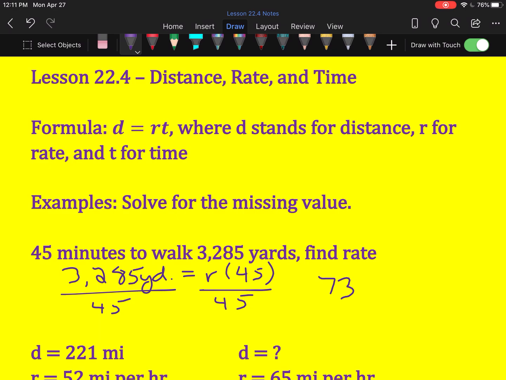Now, we do have to list the rate. Rate is how fast divided by how long. So when I divide those, I get 73. 73 what? Yards per minute. It's going to be the unit of measurement on the distance divided by the unit of measurement on the time. So the answer here is 73 yards per minute.